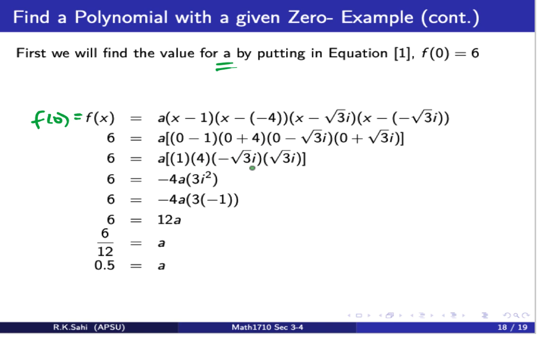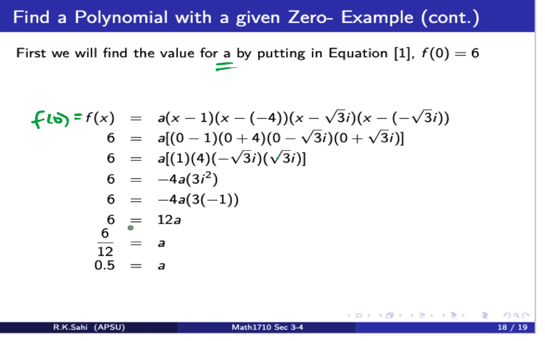Now notice I'm very, very careful with my parentheses. I'm not letting it go, because I have a minus here. So when I do the multiplication, 1 times 4 is 4, minus with the minus in the front because there's only one minus. Now square root 3 with the square root 3, the square root vanishes. We get 3, i with an i squared. So you have minus 4a 3i squared. Remember i squared is minus 1. So minus 4 times a times 3 times minus 1, I get 12a.